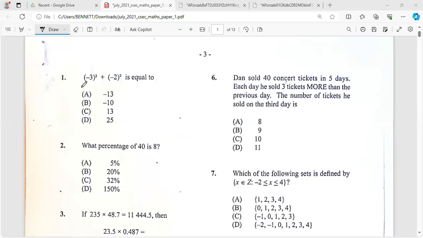All right, so first one, negative 3 squared plus negative 2 squared. Now, once a number is squared, it has to be positive, right? So it would be 9 plus 4, positive 13. And you add those. Let's see who got that. So that should be C.